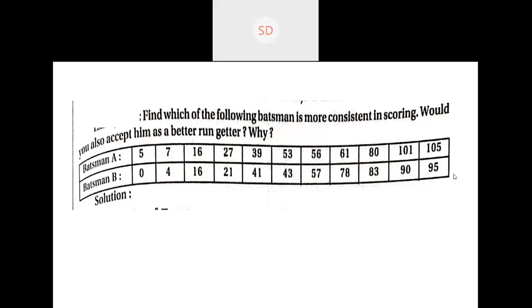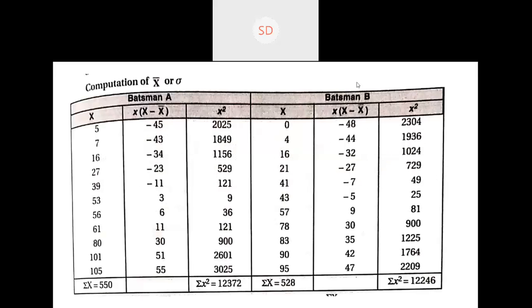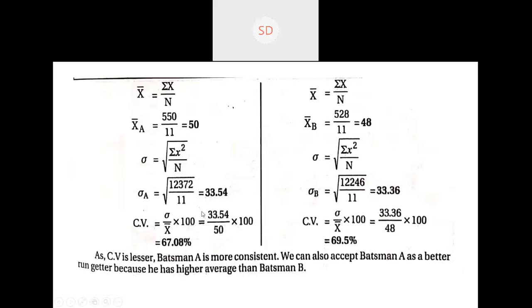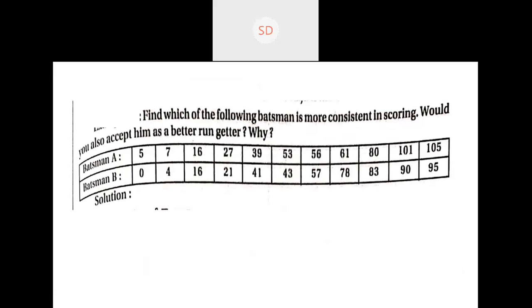Okay. So in the previous class we learnt one problem of Rahul and Raju. Now, after Rahul and Raju's problem, we have another similar problem which we are supposed to understand, that is batsman A and batsman B. Both of the data are given to us, and we are supposed to understand who is more consistent in scoring and who we would accept as a better run getter.